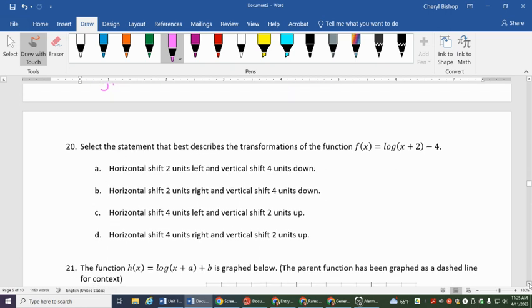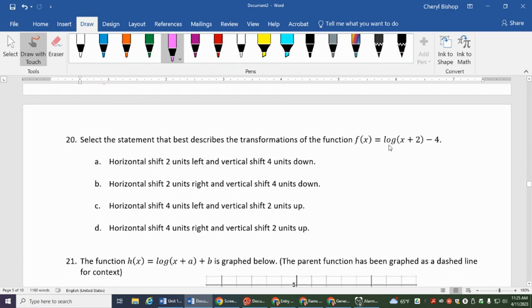Select the statement that best describes the transformation of this function. F of x equals log of x plus 2 minus 4. What does the x plus 2 inside the of do? Moves 2 where? Left. And then my minus 4 on the outside, what does that do? Down 4. So what's my answer? Left 2, down 4. A. Left 2, down 4. Questions on 20.